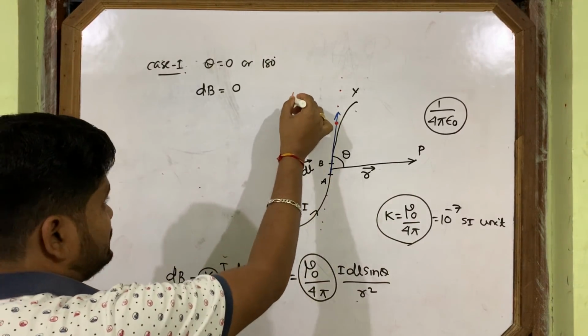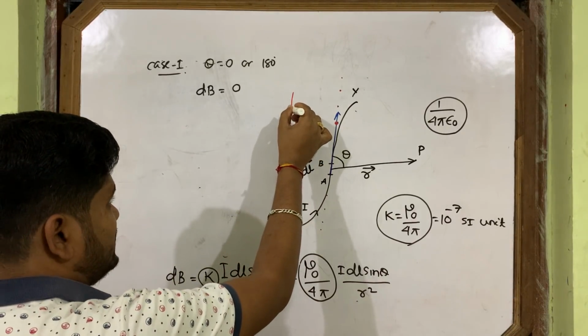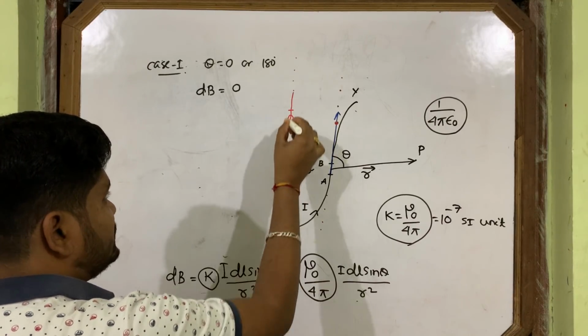From that I will tell you, suppose this is a conductor. Anywhere you take a small element like this, on the conductor, magnetic field is always 0.